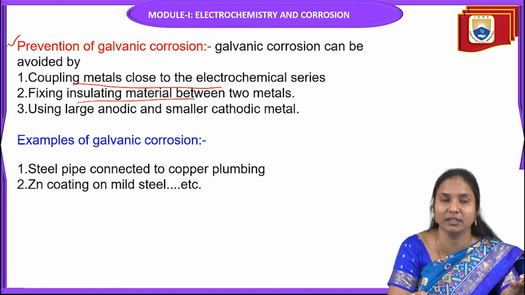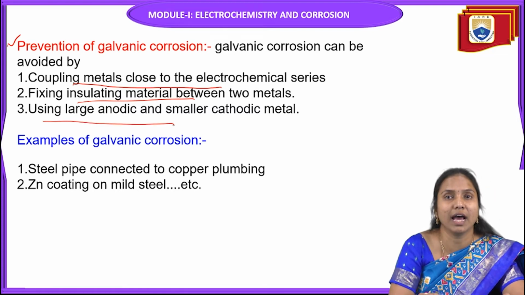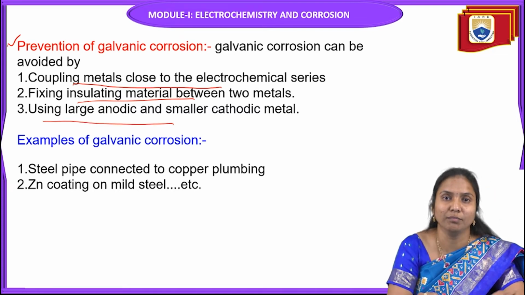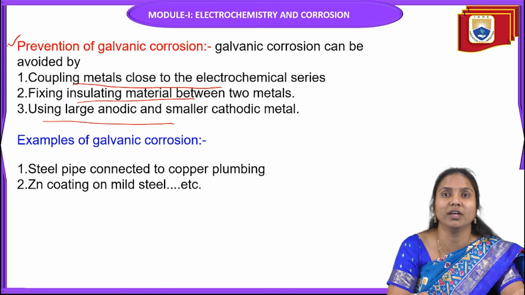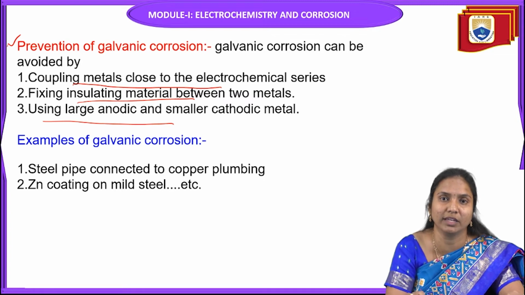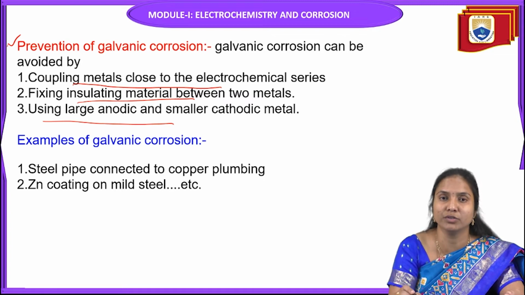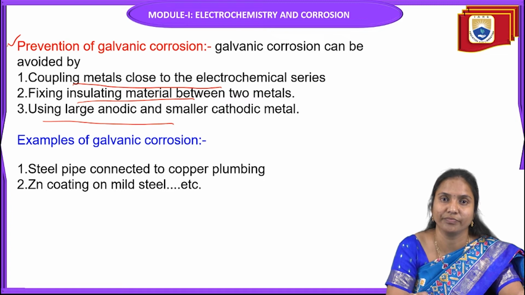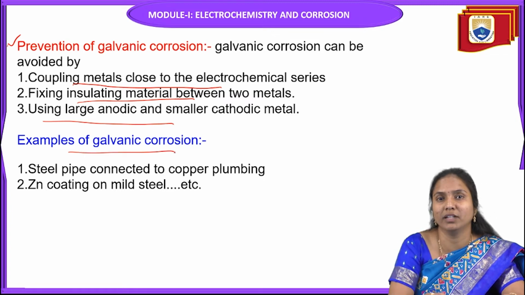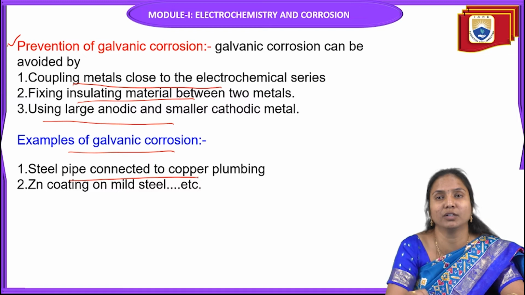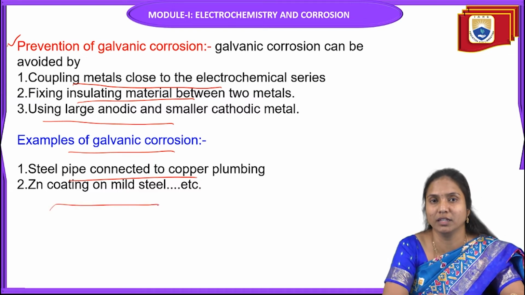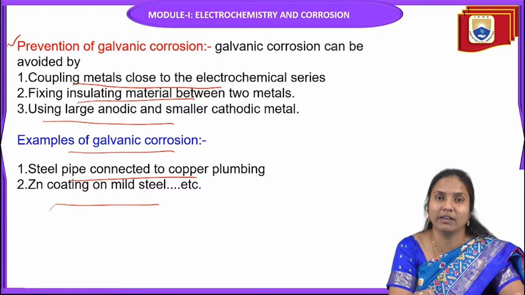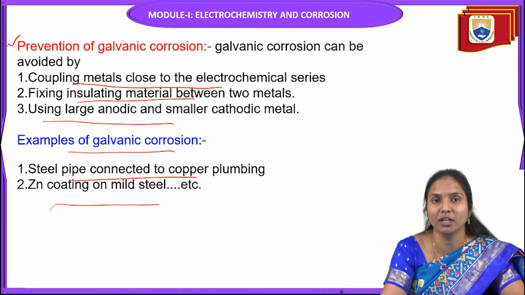Fixing the insulating material between two metals. And using a large anodic and small cathodic area, because a small anodic area means it rapidly undergoes corrosion. So when we use a large anodic and smaller cathodic area, we can reduce the corrosion percentage. The best example of galvanic corrosion is, for example, steel pipe connected to copper plumbing, and zinc coating on mild steel. In this case we avoid the galvanic corrosion. We protect the base metal from corrosion.